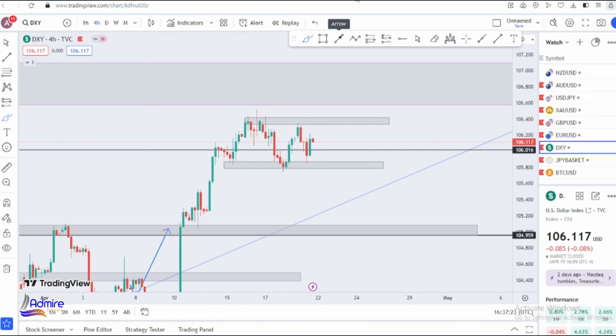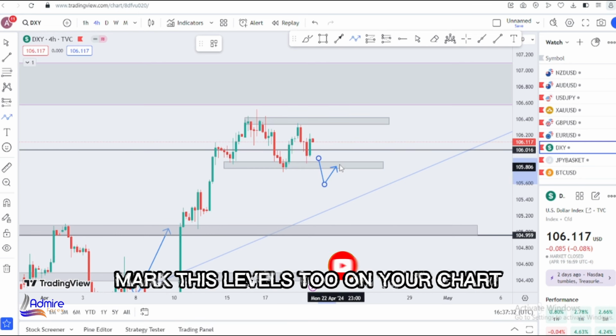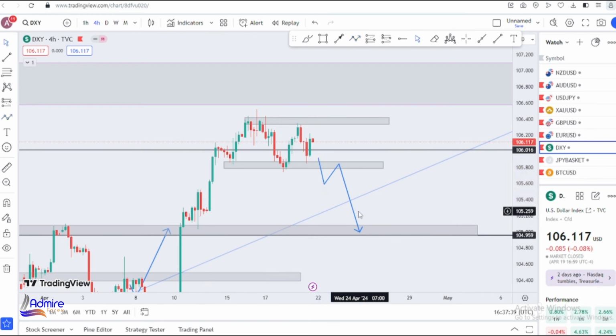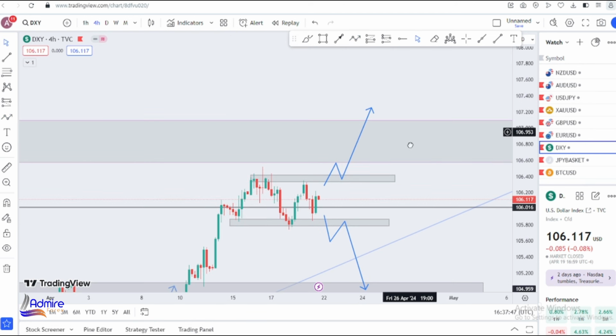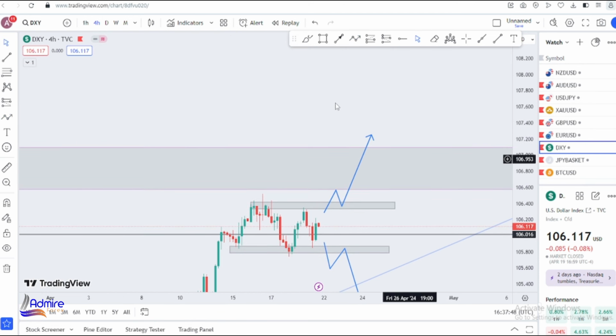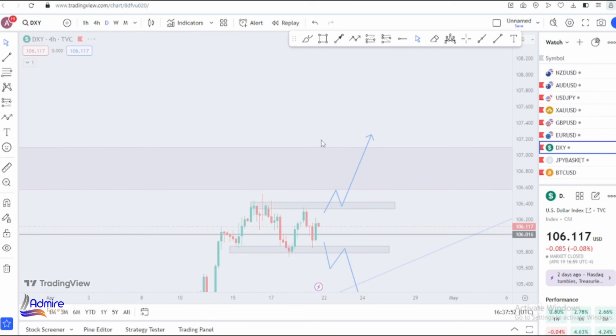Okay, so for this week, what we'll be looking out for is more like a two-way thing. We would be looking for price to clear this support to the downside, retest this zone, and a push continuation to the first level, at least the 105 area. Okay, and or price to clear the highs, which is the resistance, retest that zone again, and a push continuations to the upside. Okay, so but if we go to daily, let's check our daily time frame.